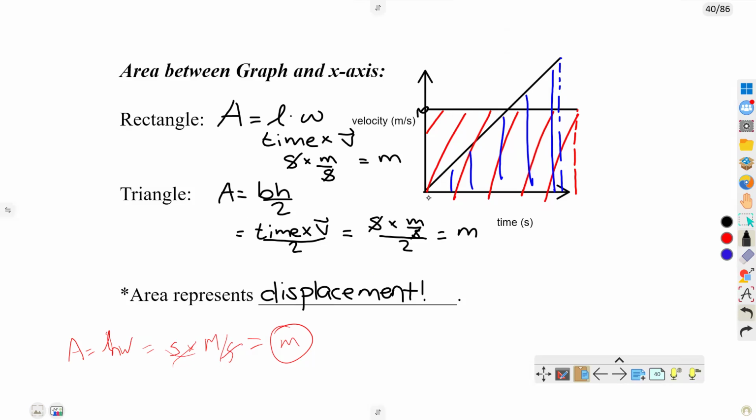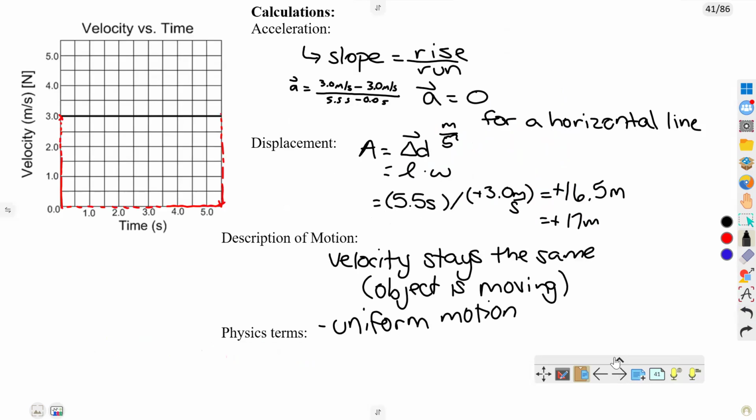Now, in a sloped velocity-time graph, you're going to get a triangle. And when you get the triangle, it's just base times height over 2. So time multiplied by velocity divided by 2. Again, the seconds in the units cancel out. You're left with a measurement in meters. Okay, let's run through a couple of examples of this, and then you'll have some practice to work on.